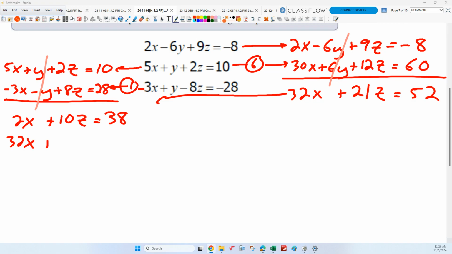Okay, let's combine that with this other equation, stick that over here, and we get 32x plus 21z equals 52. Okay, now we got a 2x2 system, right? This is like going back to the previous section, and that's easy to solve. We would solve by elimination. Which variable would we eliminate, x or z? X, for sure. Multiply the top equation by 16.